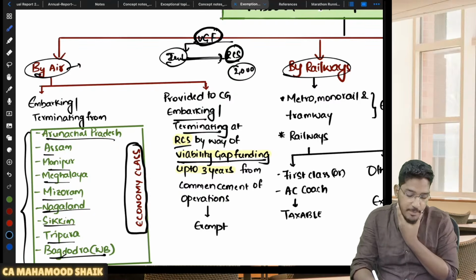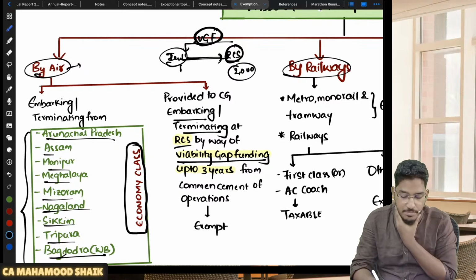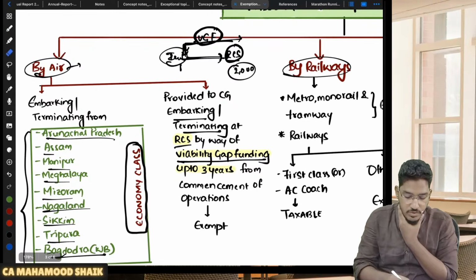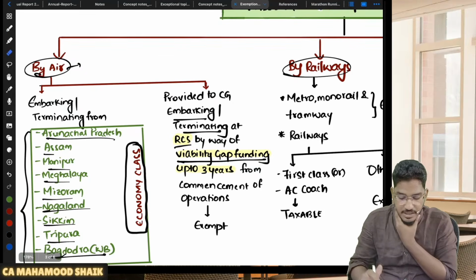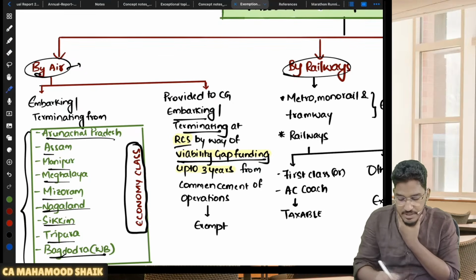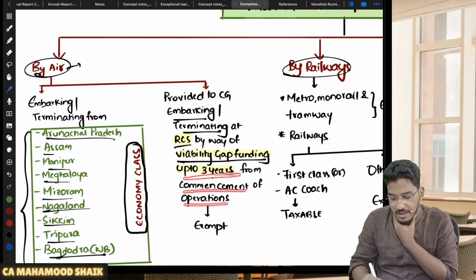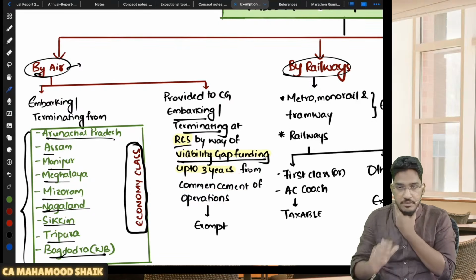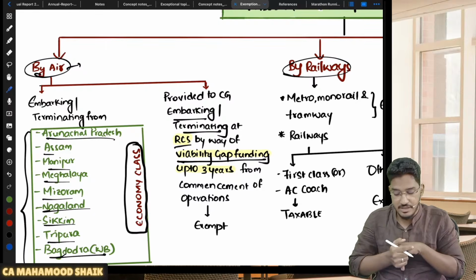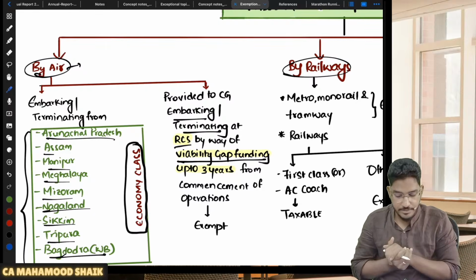Now they are telling that the services provided by this airline company to the central government in the form of viability gap funding consideration are also exempted. However, it will be valid only up to 3 years from the commencement of operations at an RCS airport. Up to 3 years from the commencement of operations at the RCS airport only, they can enjoy the exemption.